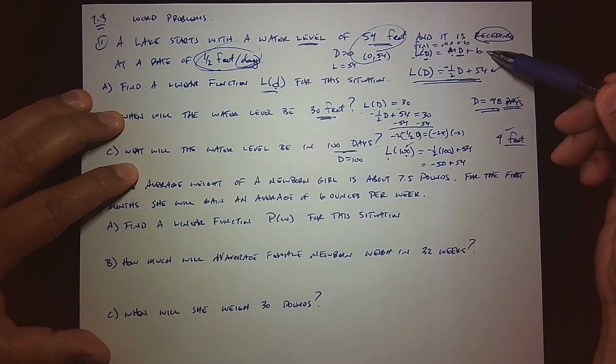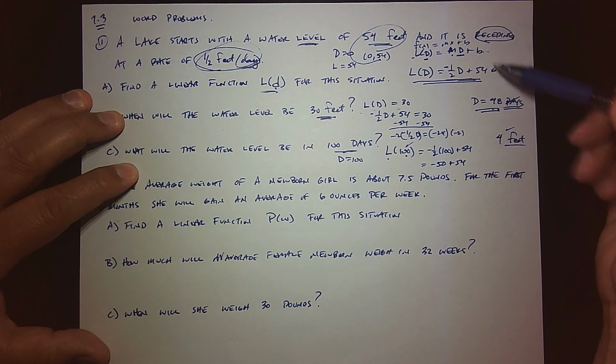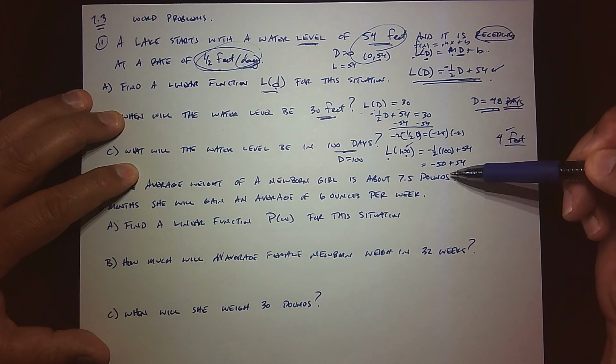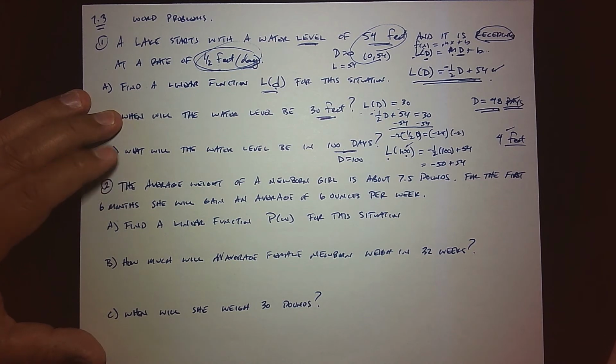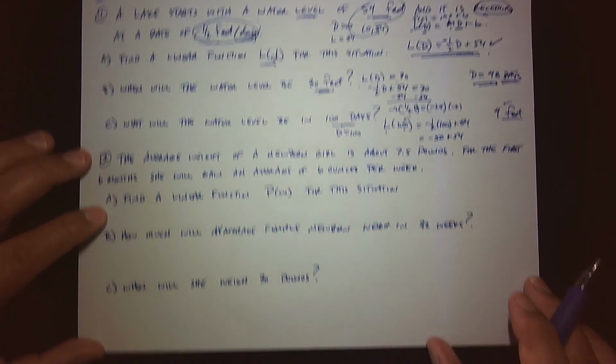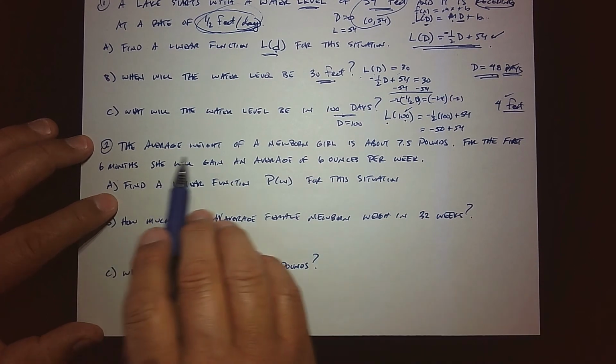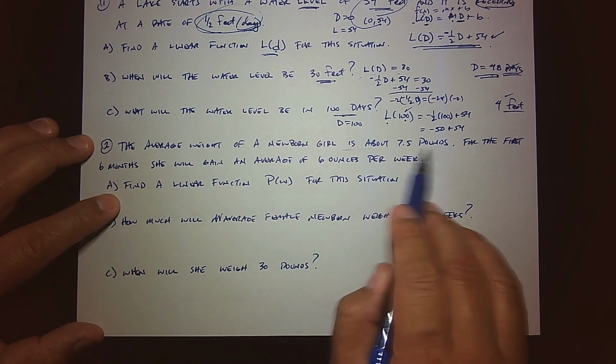So all I had to do was plug it into our nice slope-intercept form. Once I have the model, I can start answering questions, making predictions, finding values, etc. Right? So let's do this again. In the second one, again, we have the average weight of a newborn girl is about 7.5 pounds.